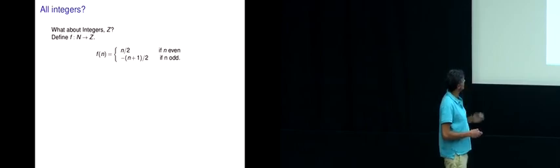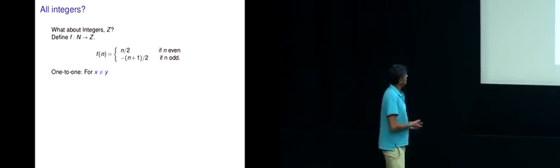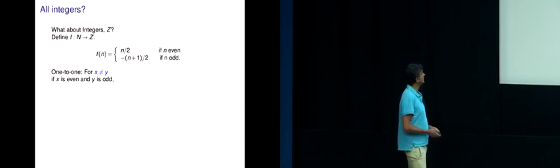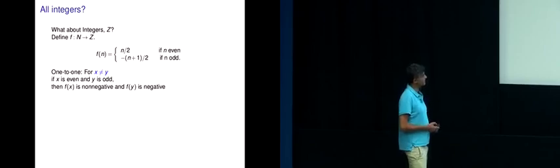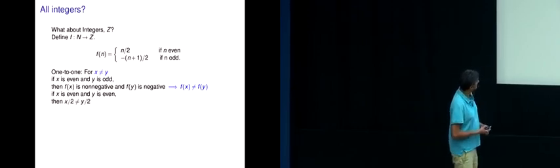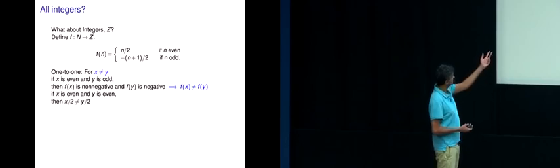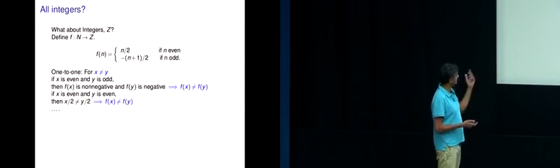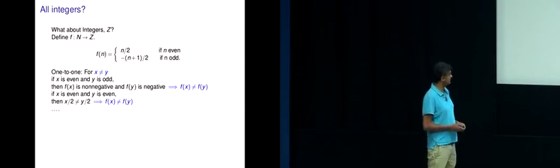Okay, so now what we want to say for one-to-one is, if x is not equal to y, then f of x should not equal f of y. If x is even and y is odd, well, f of x is non-negative and f of y is negative. So therefore, their images are not the same. If x is even and y is even, then x over 2 is not equal to y over 2, because if they're not equal to each other, dividing by 2 doesn't make them equal. The last case is odd and odd, and you can figure it out.